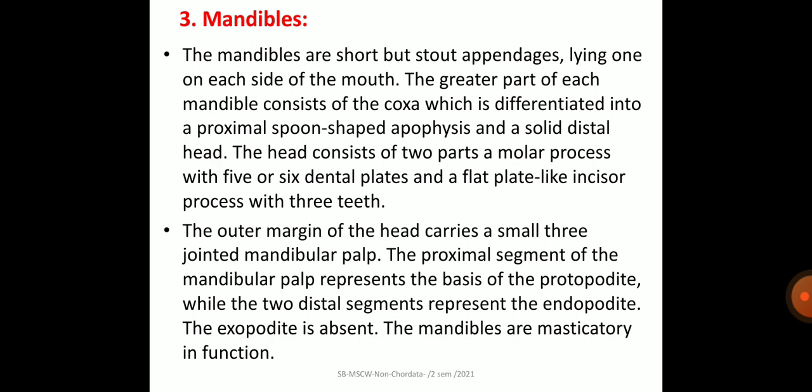So, here the outer margin of the head carries a small 3-jointed mandibular palp. Palp is small flap-like structure. The proximal segment of mandibular palp represents the basis of the protopodite, while the 2 distal segments represent the endopodite. In mandibles, the exopodite is absent and the mandibles are masticatory in function.